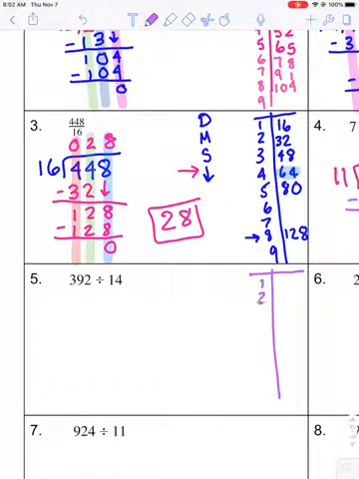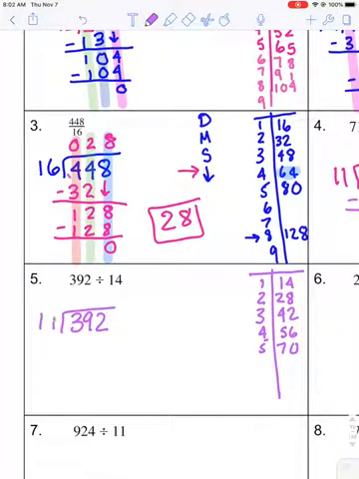I'm going to start by making my multiples chart. I know the first one is always just the number itself. Double that, I get 28. 28 plus 14 is 42. Plus another 14 is 56. Plus one more 14 is 70. Maybe that'll be enough. We'll see. So I have 392 divided by 14. I have my steps: divide, multiply, subtract, bring down.